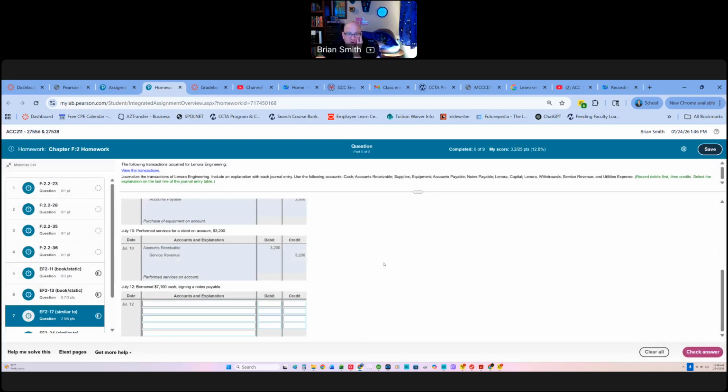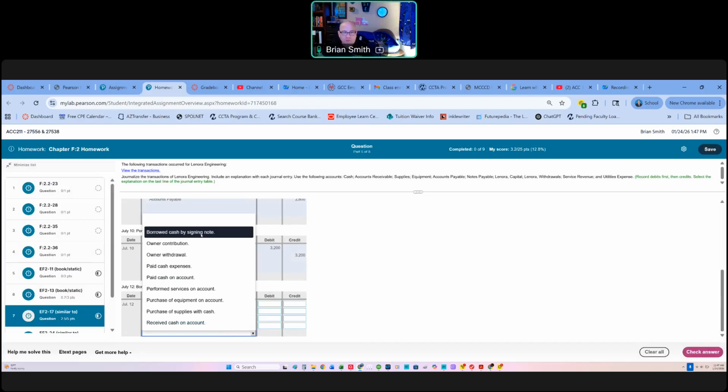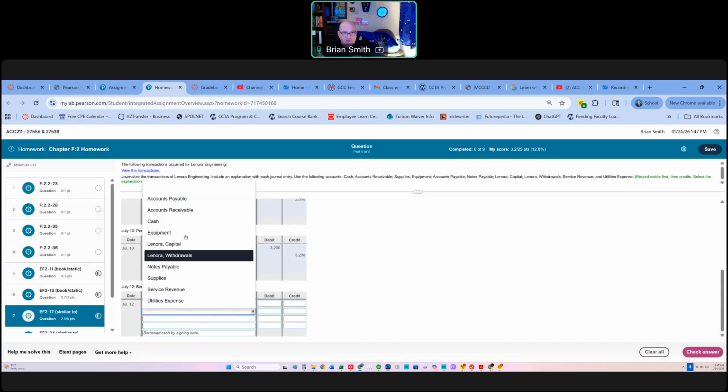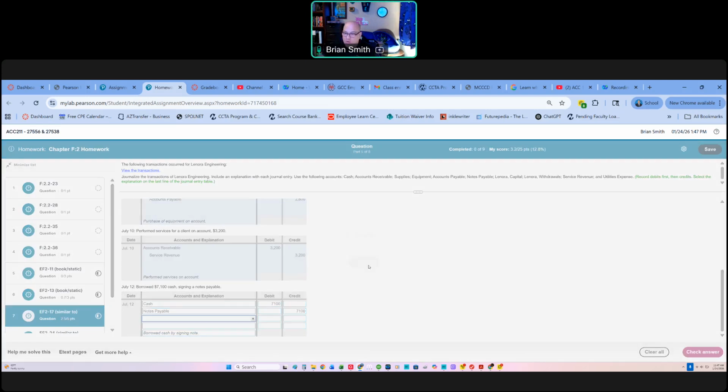Around $7,100 cash, signing a note payable. This one's the one where we're borrowing the money. I'm just going to go down here at the bottom and select borrowed cash by signing note. All right, our journal entry, we are receiving cash, and then we are going to credit notes payable at this time because we owe it. We borrowed it. We eventually have to pay it back. Sad as that is, I can't borrow money and just not pay anybody.